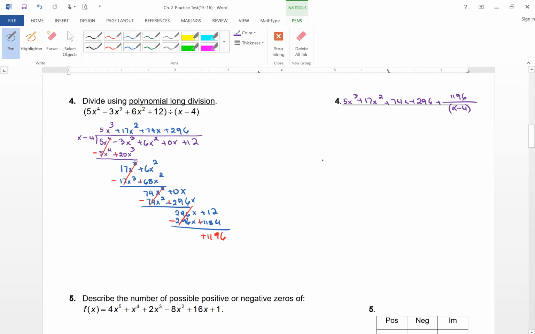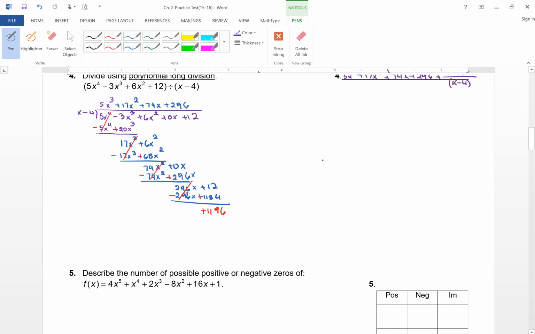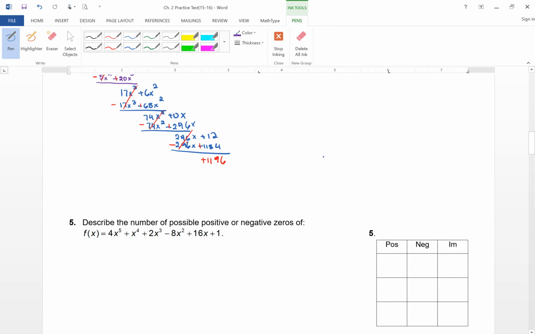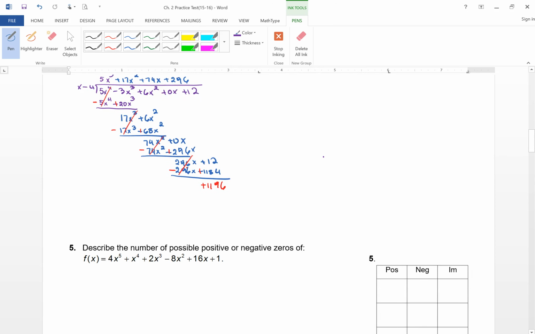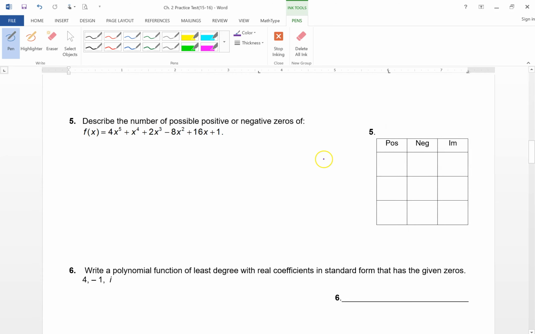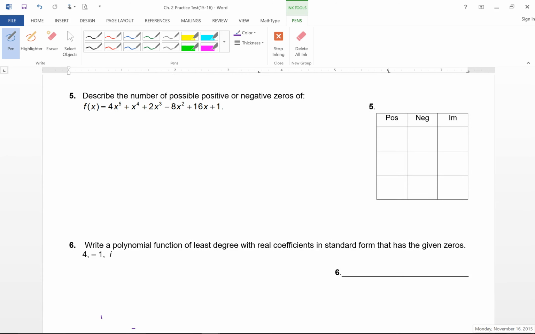If the factor is an i, we would do synthetic division. It doesn't make sense to do long division with an i. It's just too complicated. So is this a factor? No, this is not a factor. Yeah, it's not asking for that. This is just a division exercise.